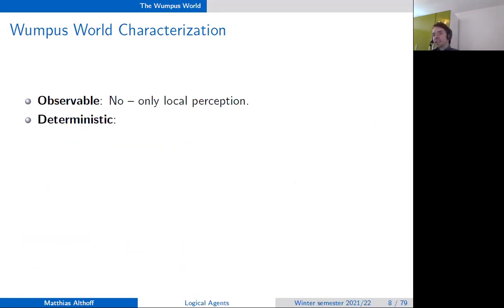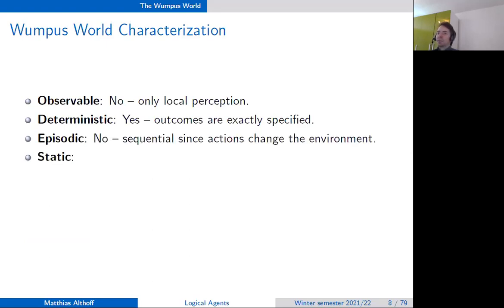Deterministic. Is it deterministic? Yes, everybody says yes, that's correct. Every action we perform leads to a state that we know will happen. Episodic, actually, it's not episodic, because if we change something, let's say if we grab the gold and release it somewhere else, we change the environment. So it's a sequential environment.